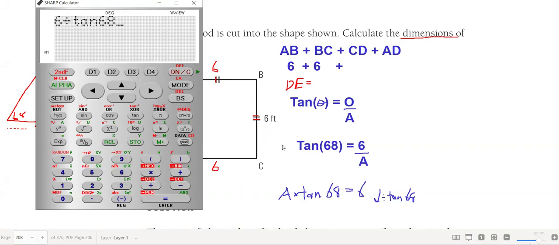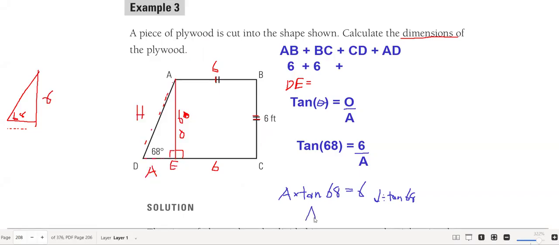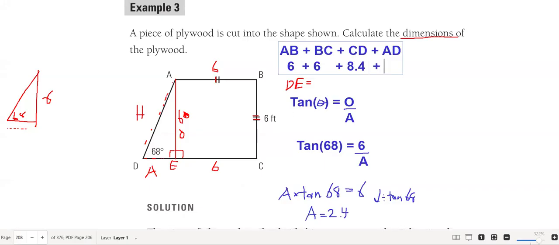And then I need to get A by itself, which means I need to get rid of tangent of 68. So opposite of times by tangent is divided by it. So if I do that, my A is 2.4. Right? So CD was this 6, and we know A is 2.4. 6 plus 2.4 is 8.4. Plus AD, this line here.